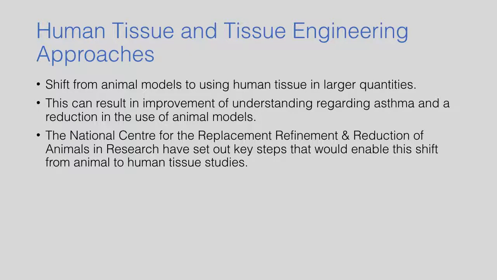Human tissue and tissue engineering approaches. This is the most feasible approach to accomplishing the previously discussed 3Rs. This will allow the study of asthma in human tissue, which benefits understanding greatly, whilst reducing the numbers of animals involved in animal testing. Obtaining and testing on human tissue can have its difficulties, so the National Centre for the Replacement, Refinement and Reduction of Animals in Research have set out key steps that will enable this shift from animal to human tissue studies.